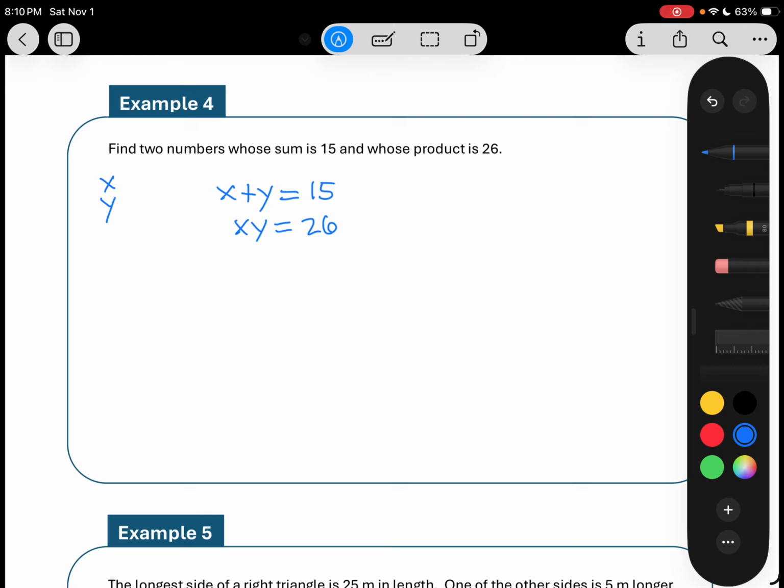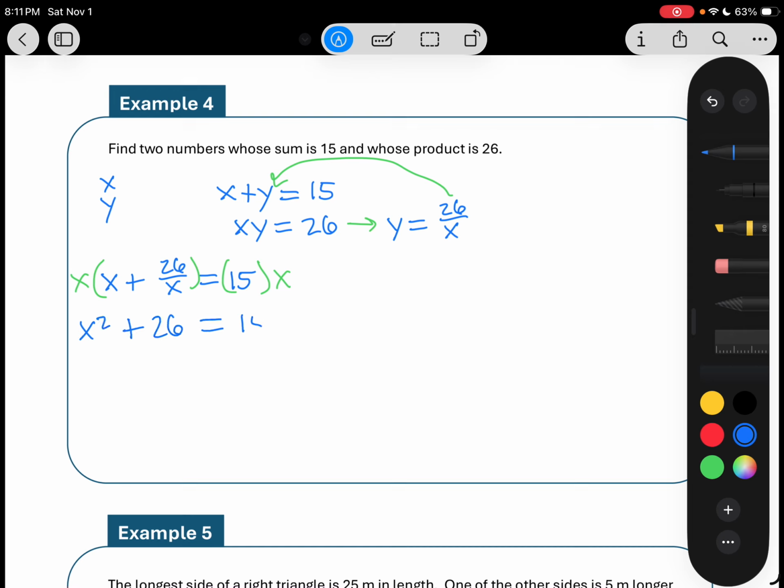Now, if you're familiar with numbers and multiplication, you could probably just figure this out. But if you want to know how they want us to do it, we can solve for y here. And then we can replace that into the y in the top equation. So we have x plus 26 over x is equal to 15. Kind of like the last problem, we've got something in our denominator. Let's get rid of that by multiplying both sides by x. So we'll get x squared plus 26 is equal to 15x. Get it into standard form.